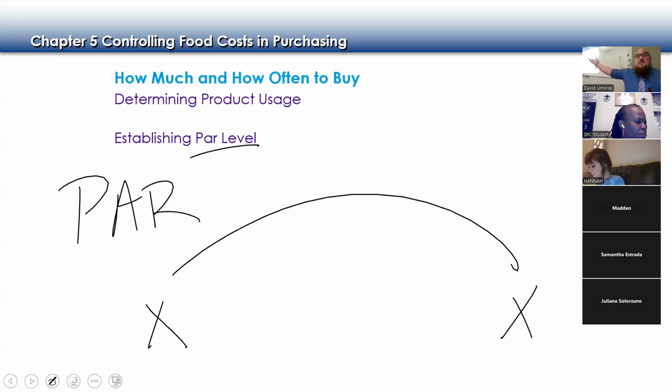If we have too much, then it could spoil or it could grow legs and walk out the door, right? Our employees can take it. Or if we don't have enough, then we run out of our product and our guests aren't happy because we always run out of something, right? And so establishing what that par level is allows us to have a general idea of how much we are actually going to use.